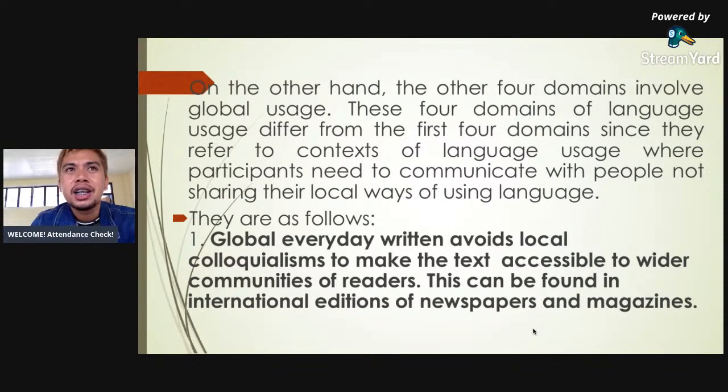So usually, sometimes if we write our newspaper here, we include that. But in other countries, for example, gusto natin i-publish yung mga write-ups natin in international newspaper, so kailangan natin i-omit or change those words para maging okay siya and it will be understood by international readers. Avoids local colloquialism. Avoid local usage of dialects or languages. Kasi nga, we have to consider that it will be accessible to wider communities of readers. Since our international language is English, we have to use English and avoid using local colloquialisms.